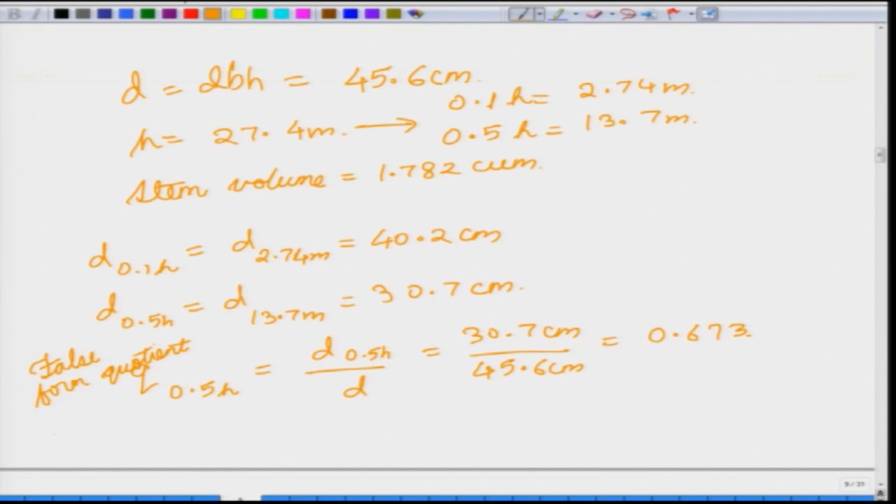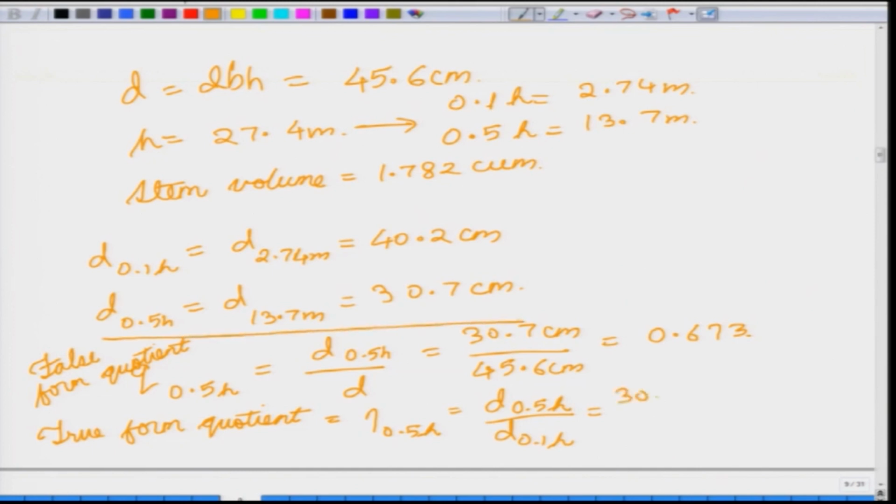Next, you have the true form quotient, which is defined as eta at 0.5 h, equal to d at 0.5 h divided by d at 0.1 h. Now, d at 0.5 h is 30.7 centimeters divided by d at 0.1 h, which is 40.2 centimeters. This comes to be 0.76.